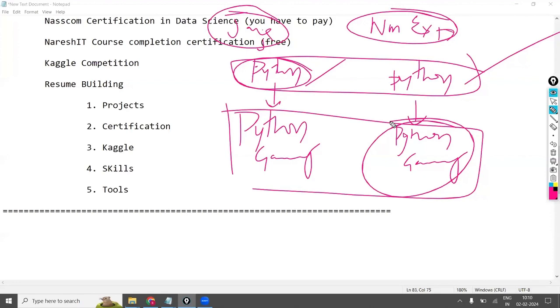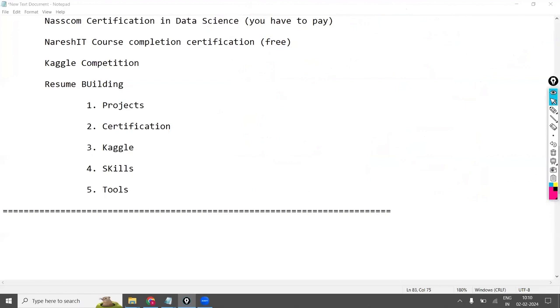Are the points clear? This is the reality. Whatever I'm discussing with you is completely reality, and whatever expectations you are going to have, I want to clarify everything in the demo itself. Now, coming to whether your previous experience will be considered or not, it completely depends on the company you apply to. If your experience is relevant for that particular project, they are going to consider it.